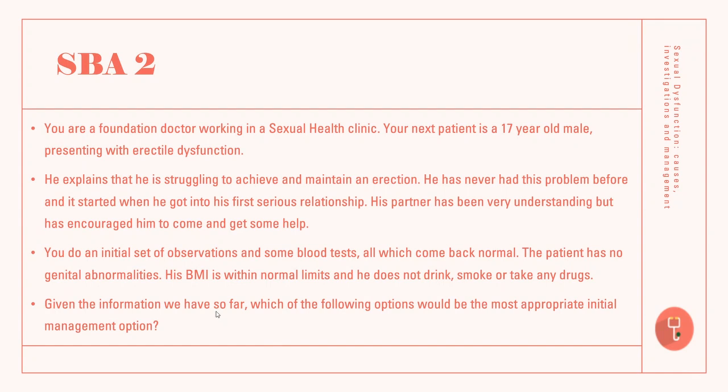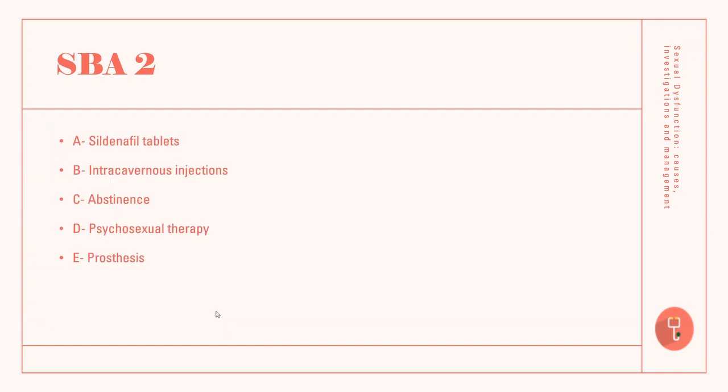His BMI is within normal limits as well, and he doesn't drink, smoke, or take any drugs. So again, it's very unlikely to be a cardiovascular cause. And he's got no genital abnormalities, so it's unlikely to be an anatomical cause. The other reason it's unlikely to be an anatomical cause is that he hasn't always had this problem. If he had something like Peyronie's disease or another genital abnormality, it's likely he would always have had this problem. That led me to think, okay, this is probably a psychosexual problem, in which case our first line for patients with more psychogenic causes of erectile dysfunction would be psychosexual therapy.